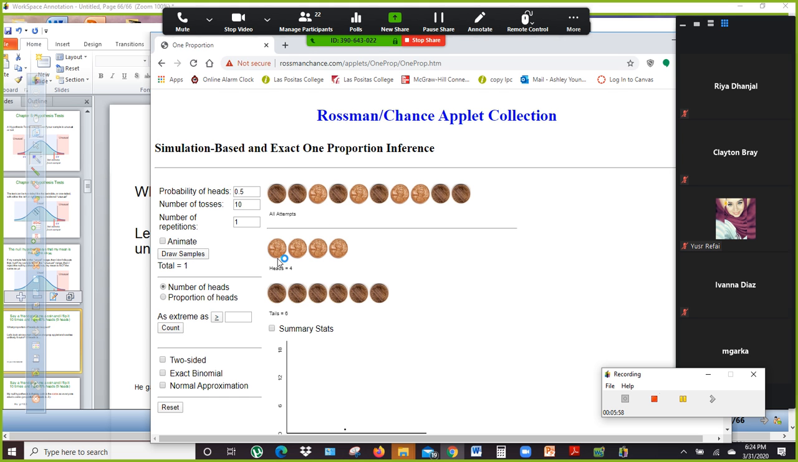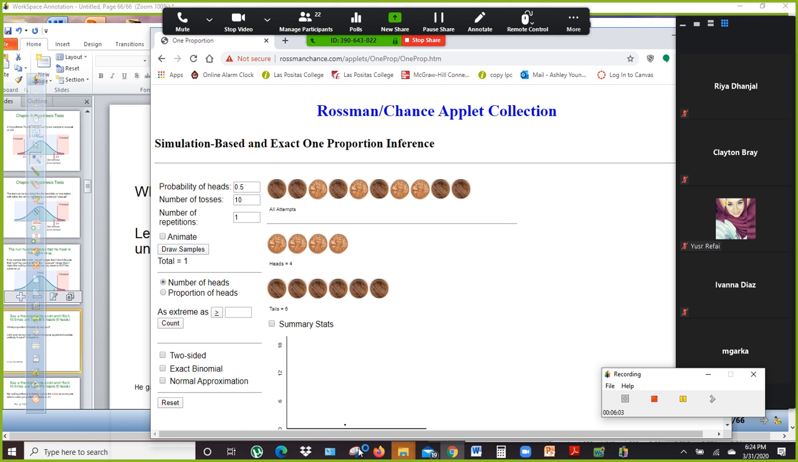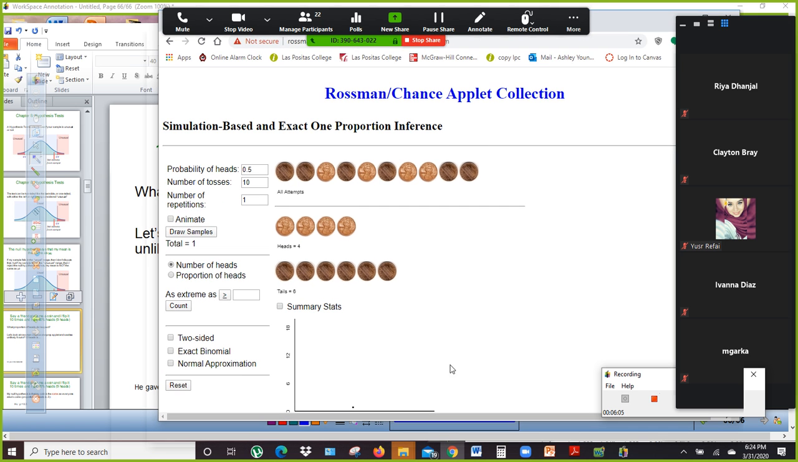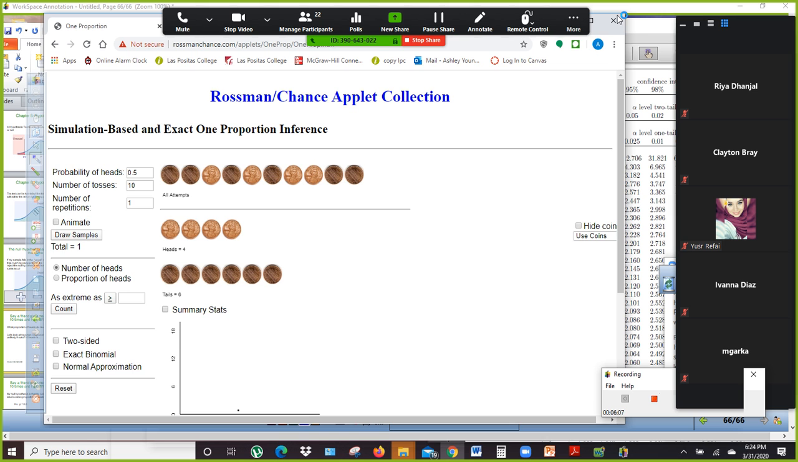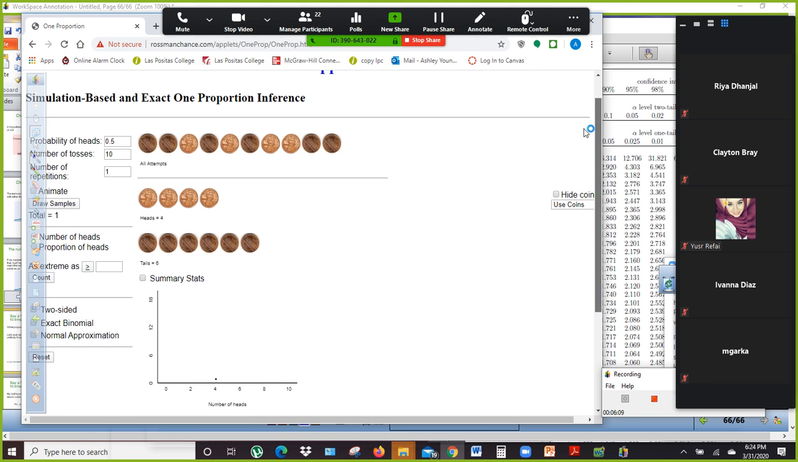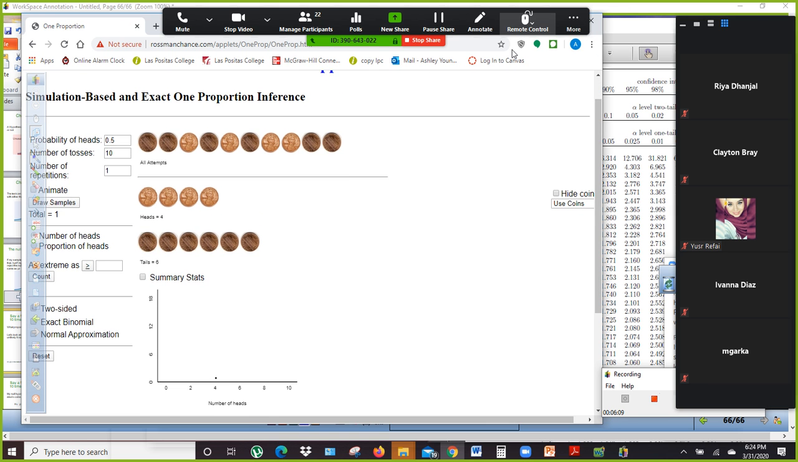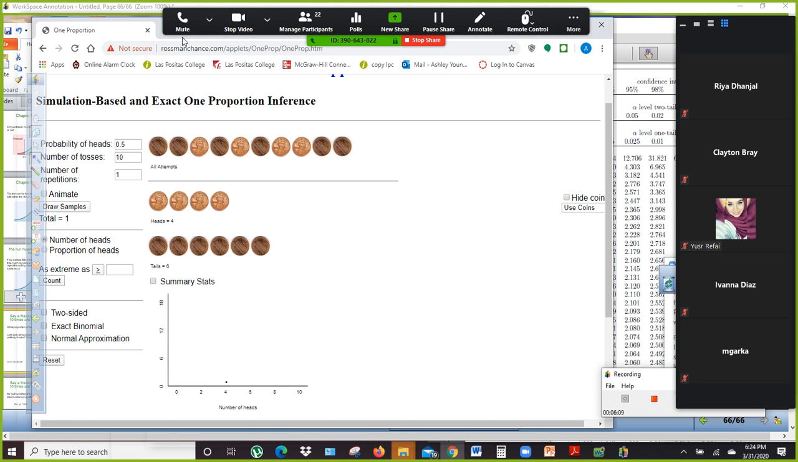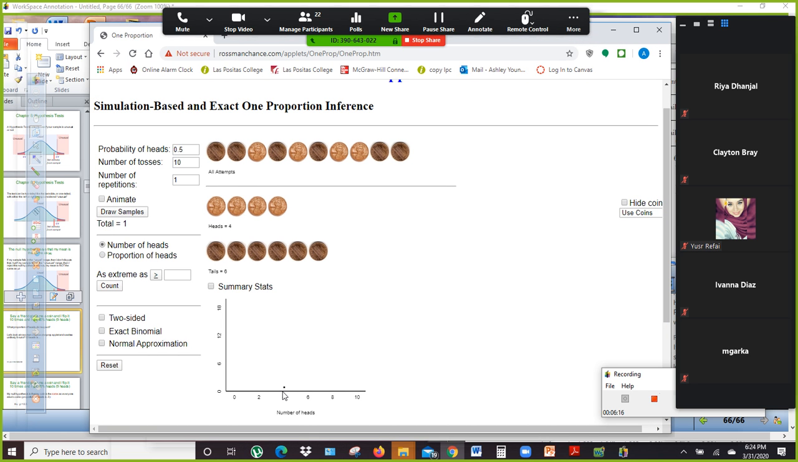So here I got 4 heads. And if you look down below, you'll see a little notch under the 4. If you guys can see it, okay. But here under 4, there's one thing. If I do it again, draw another one. Oh, 4 twice in a row. That's unusual. 4 three times in a row. That's crazy. And then I get a 9.